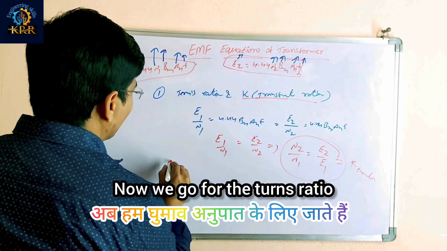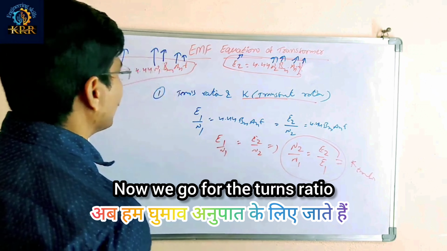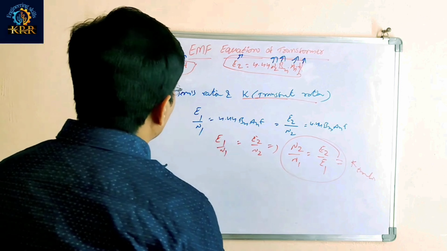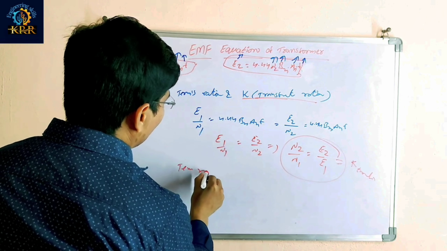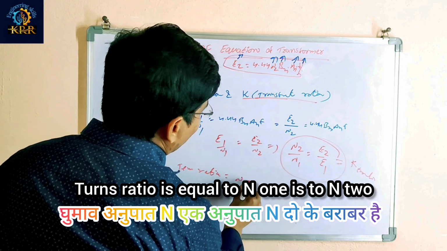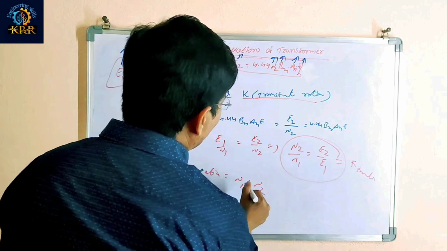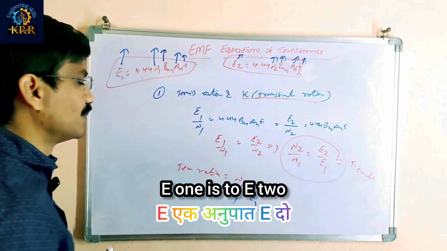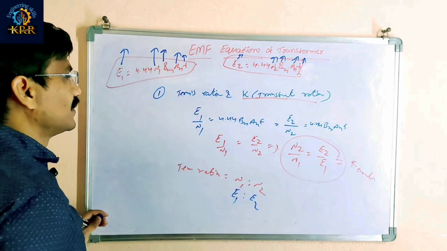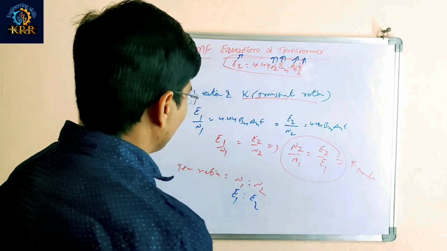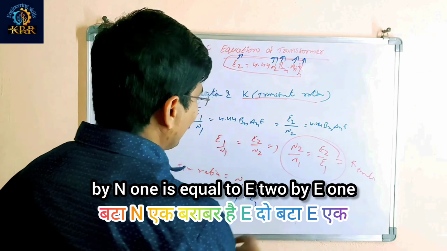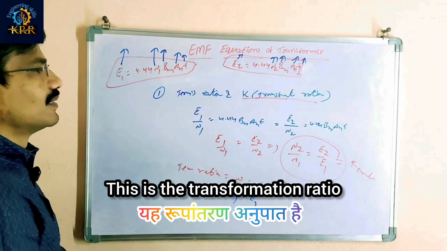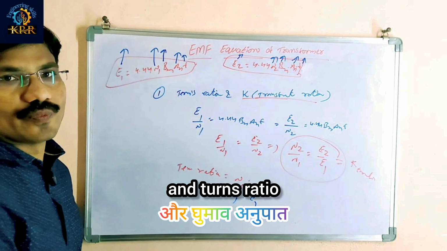Now we go for the turns ratio. Turns ratio is equal to N1 is to N2. Same, it depends on EMF also, E1 is to E2. Both are directly proportional. Turns ratio is equal to N1 is to N2. The transformation ratio is equal to N2 by N1 is equal to E2 by E1. This is the transformation ratio and turns ratio.